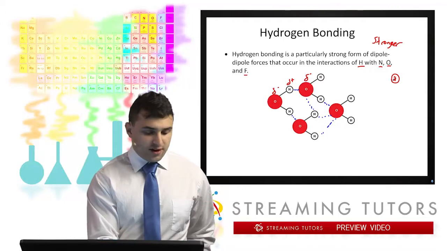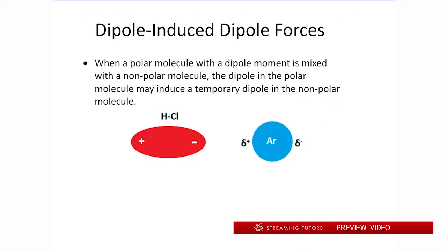Okay, so the next one we can look at then is what's called dipole-induced dipole forces. This is another kind of mixture-based force. So this is going to be a mixture of a polar compound and a nonpolar compound. One example of that would be a noble gas such as argon dissolved in some kind of polar solvent, in this case HCl. Typically argon's not going to have a dipole moment because it's a nonpolar molecule.